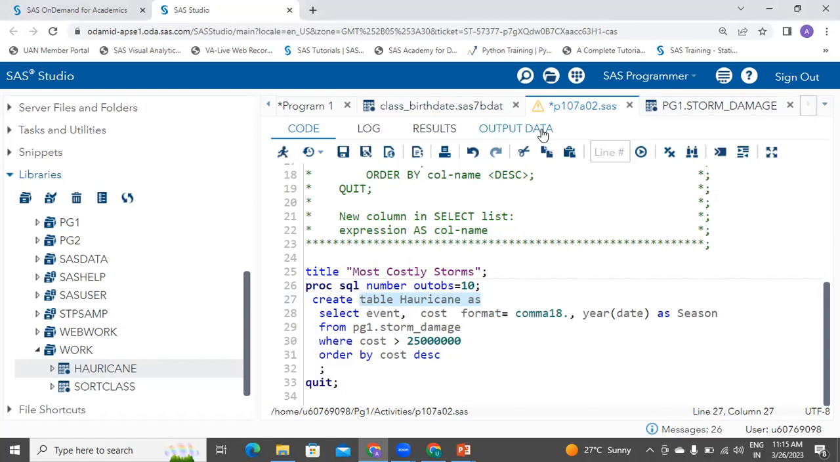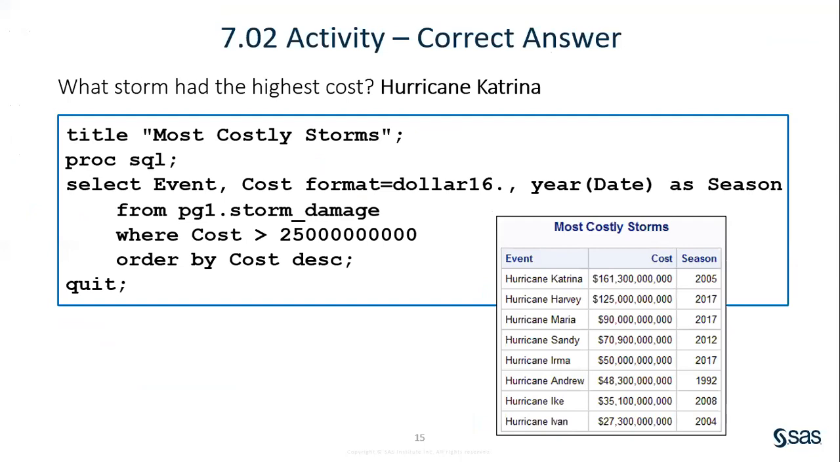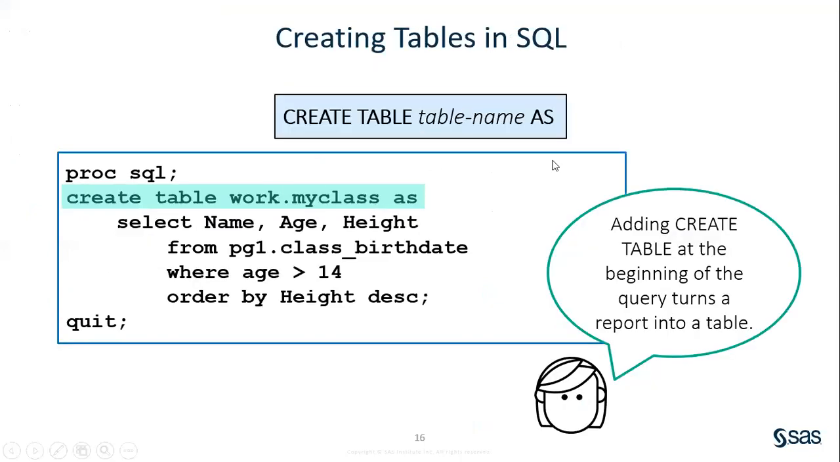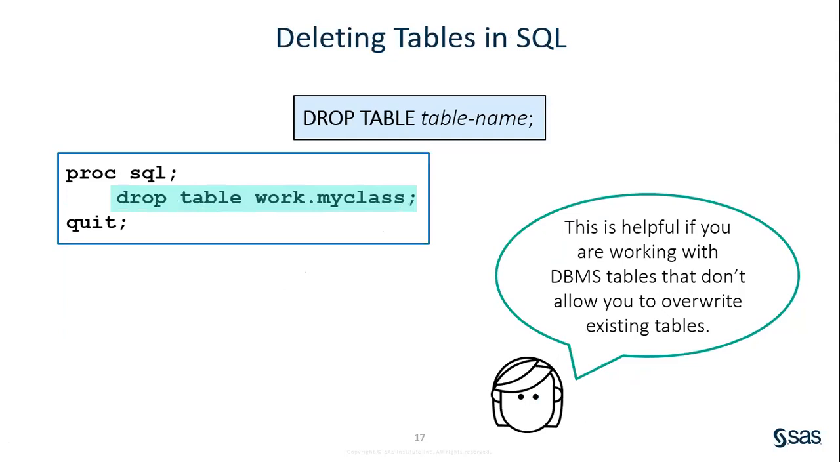Dikshant? Yes, ma'am. All right, let's move ahead. Creating a table at the beginning of the query turns the report into a table. That's it. Also, in PROC SQL, if you want to delete a specific table from memory, you can directly write drop table and the table name. It will remove the table from the SAS environment.